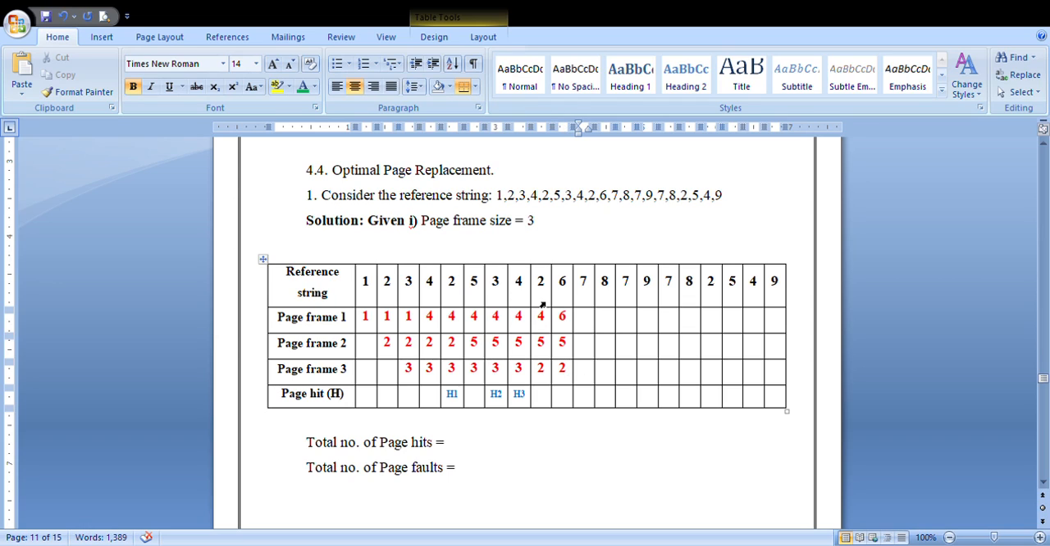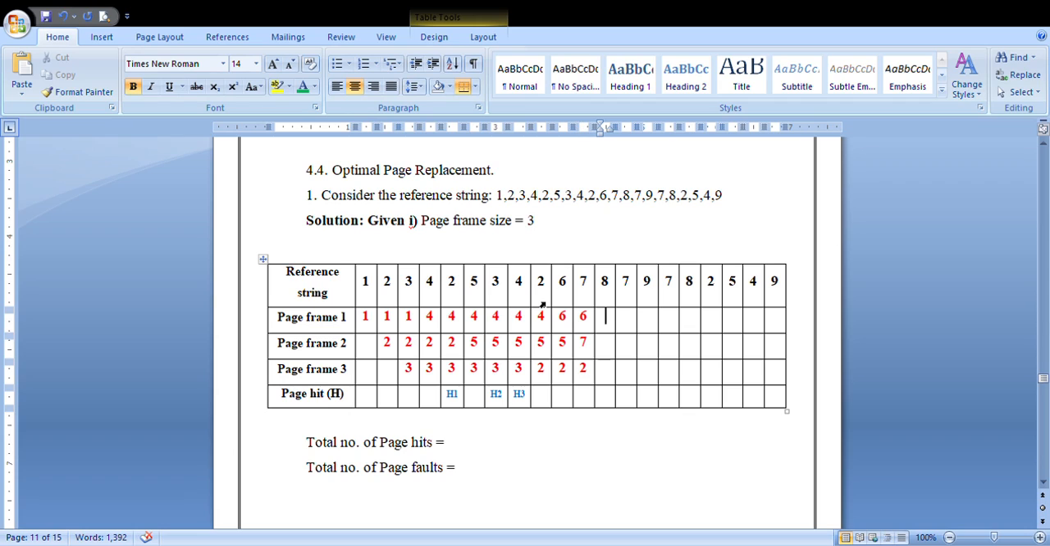Now 7. 7 is also a new page and none of 6, 5, 2. None of them is repeating for the next 3 pages. So replace based on the oldest page. Here 5 is the oldest page. Replace 5 by 7.